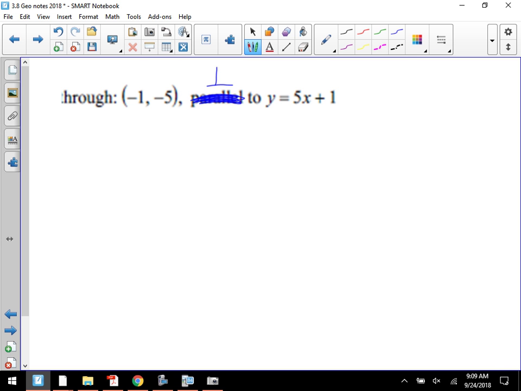So we want to be perpendicular through negative 1, negative 5 for the equation y equals 5x plus 1. Now that's one you got to be careful with because you're going to have some fractions here. That's why I use the fraction button on the calculator, the fraction bar. It'll help you get to the fractions correctly. No decimals, never a decimal. Lines can have negative slopes and stuff.